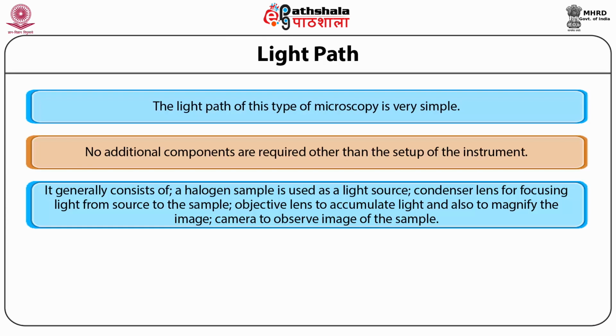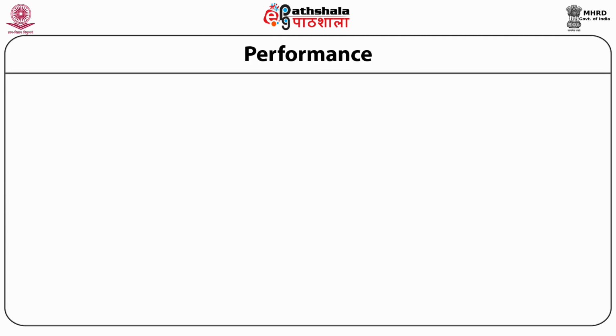Second, condenser lens for focusing light from source to the sample. Third, objective lens to accumulate light and also to magnify the image. Fourth, the camera to observe image of the sample. Now students, let us see about the performance.